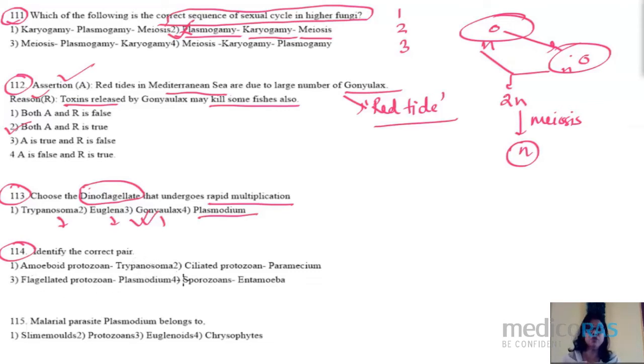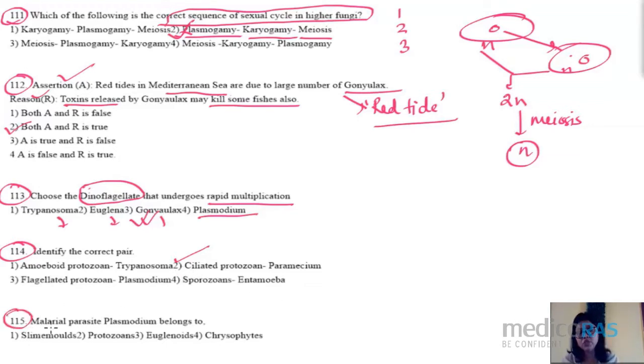See, amoeboid protozoan is Trypanosoma? They are writing that the answer is no. Amoeboid protozoan is amoeba. Trypanosoma is what type of protozoa? This is the flagellated kind of protozoa, right? Then again, ciliated protozoa is Paramecium. This is very true. It is correct only. Flagellated protozoan, they have written Plasmodium, no. Sporozoans, we know malaria Plasmodium, right? Again, sporozoans, under that they have written Entamoeba. Entamoeba is an amoeba kind, so it is amoeboid. So option 2 is correct here.